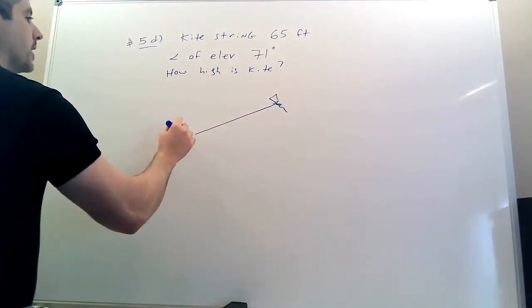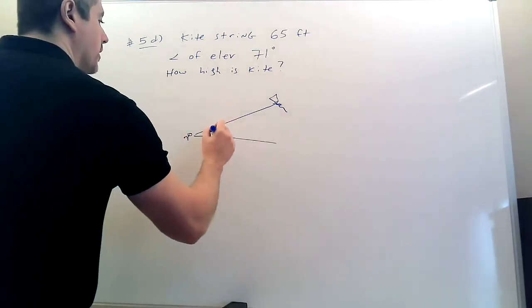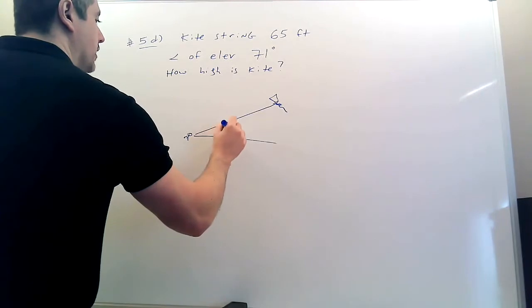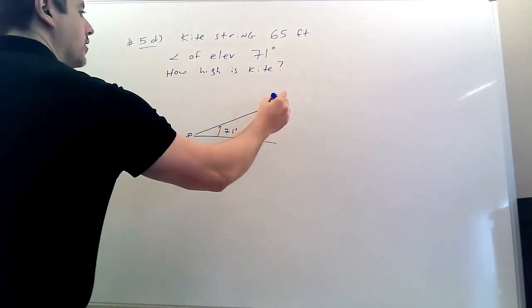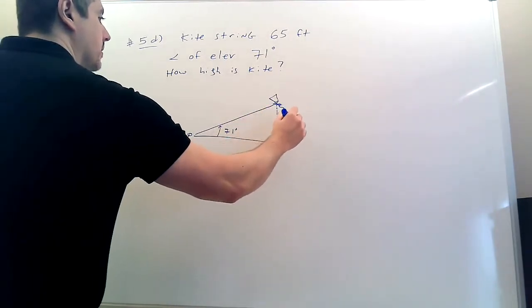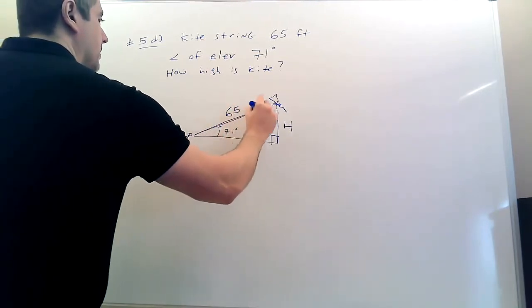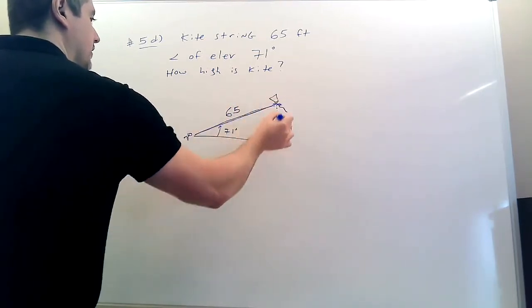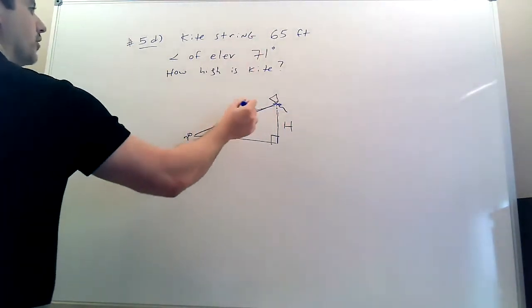There's me. Now, they tell you that the angle of elevation with the ground is 71, which would be a lot steeper than what I drew, but whatever. And you're looking for how high off the ground the kite is. So the string itself, this is not the string. I'm holding the string there, and the kite's that way. So the string is 65.